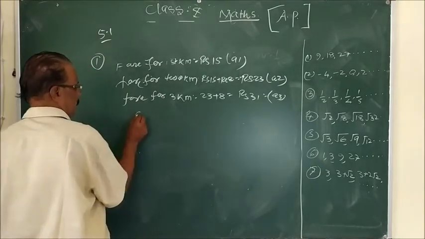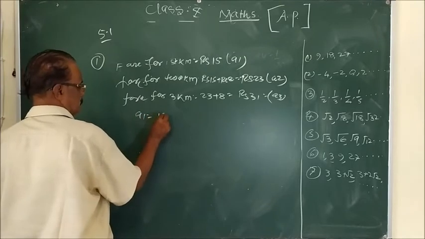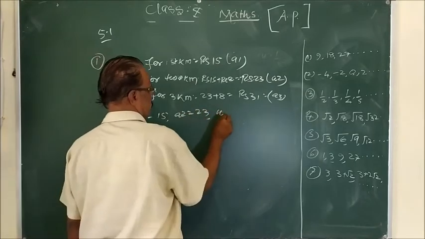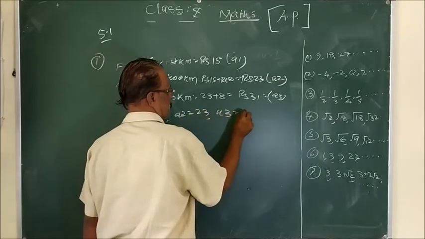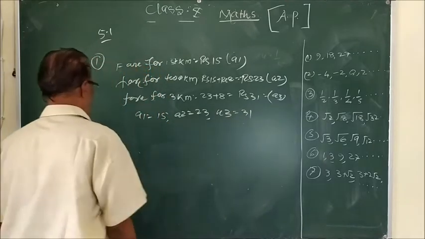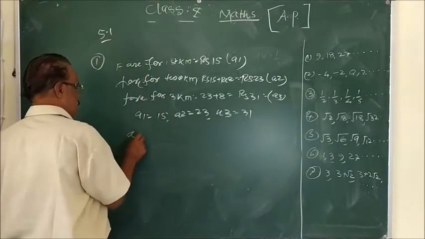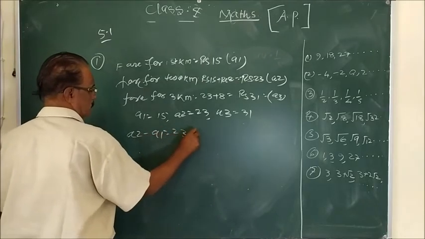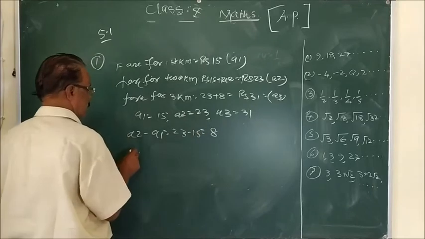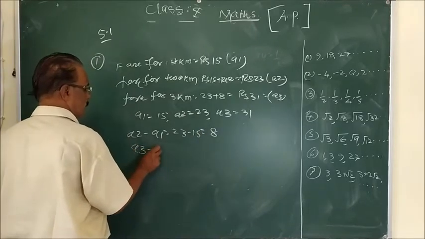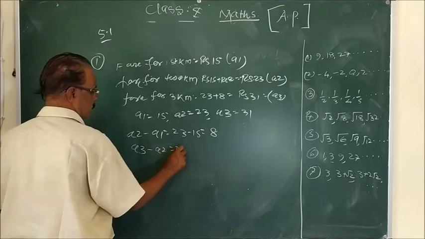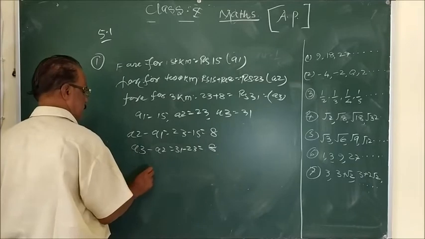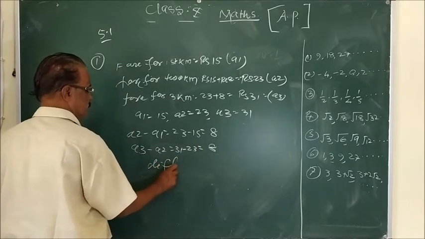तो ये क्या हो गया: A1 is 15, A2 is 23, A3 is 31. Now you follow that process. A2 minus A1, 23 minus 15 is equal to 8. Similarly, A3 minus A2, 31 minus 23 is equal to 8. क्या लिखेंगे? Difference is same.